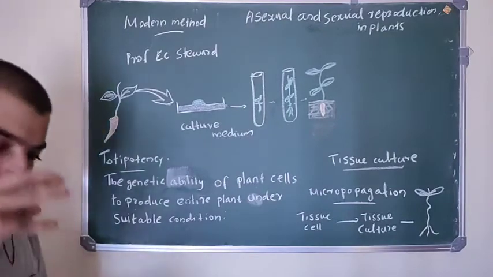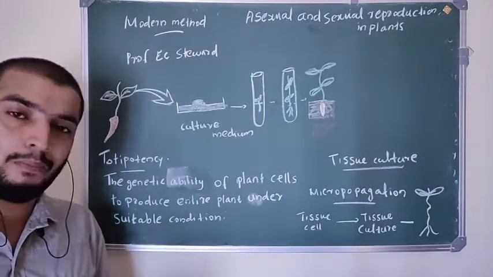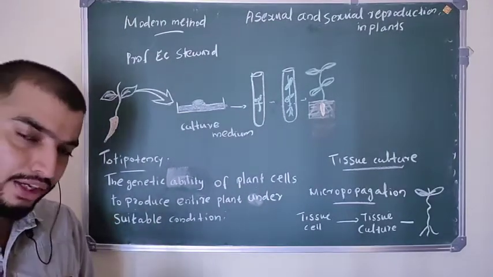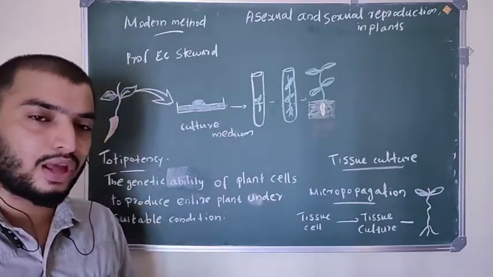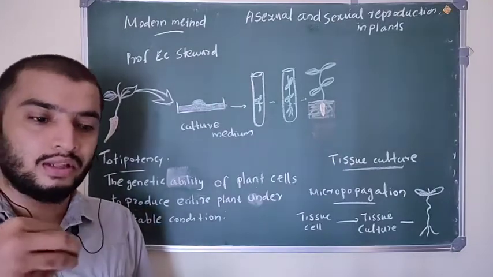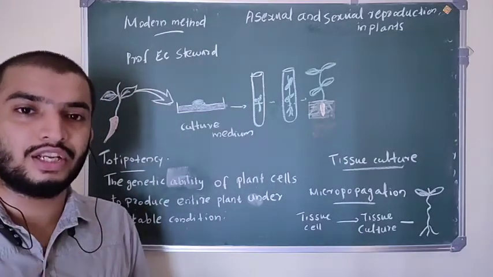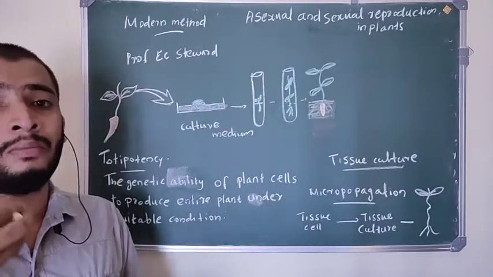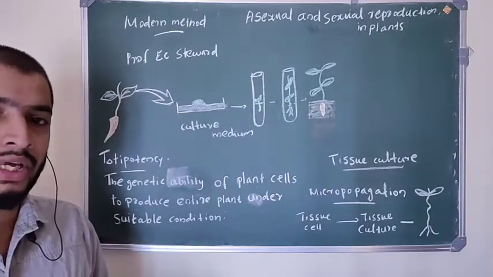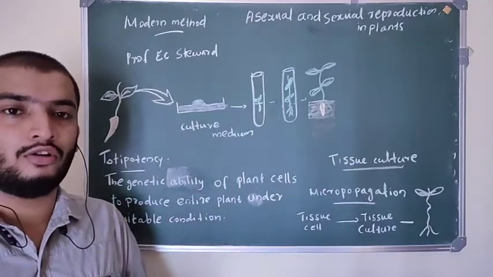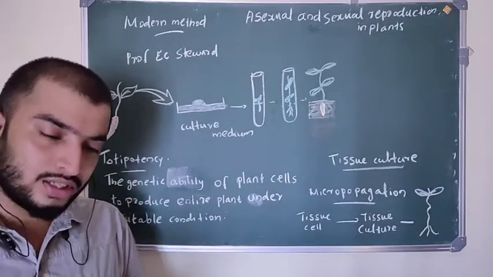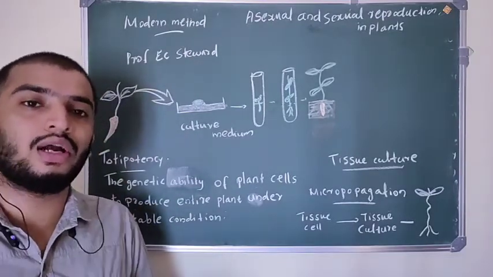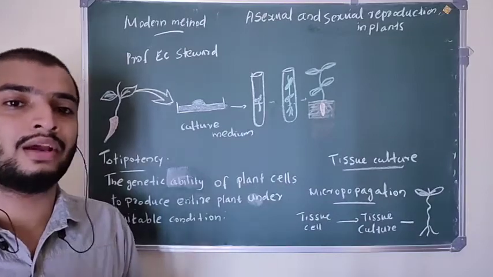And this totipotency we have applied in tissue culture. By tissue culture we develop many plants, and we propagate the plants produced by tissue culture. That is called micropropagation. So a modern method of vegetative propagation is called micropropagation. The tissue cultured plants we use for cultivation.